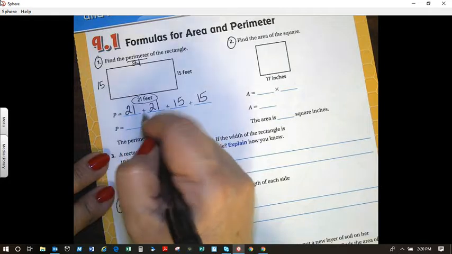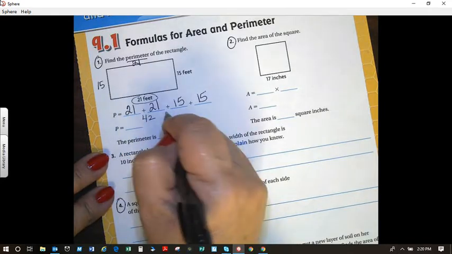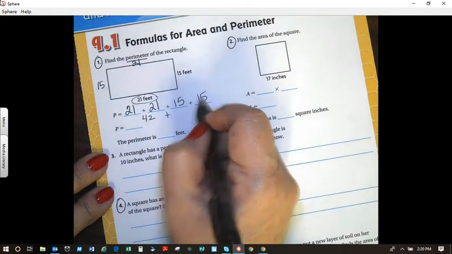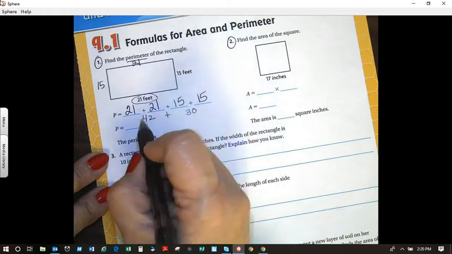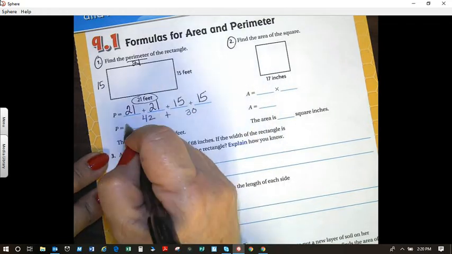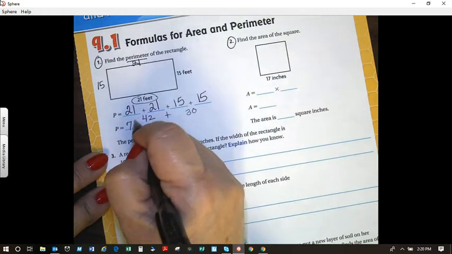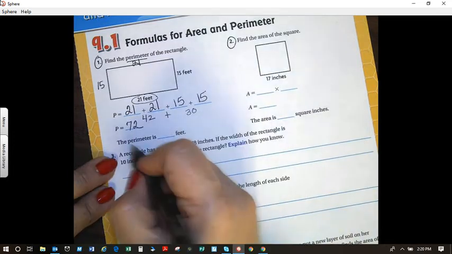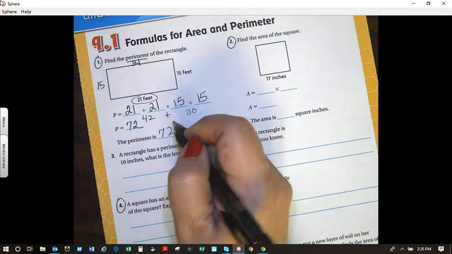21 plus 21 equals 42. Plus 15 plus 15 equals 30. 30 plus 42 equals 72. And so the perimeter is 72 feet.